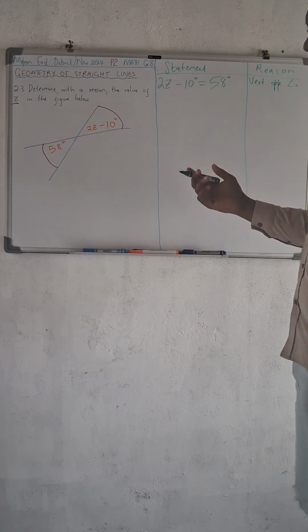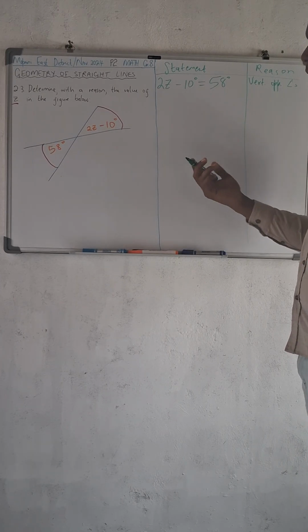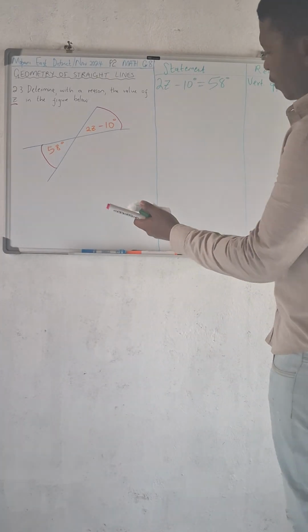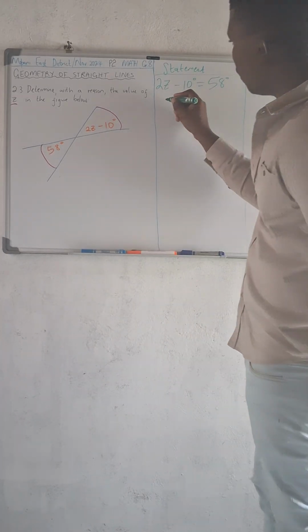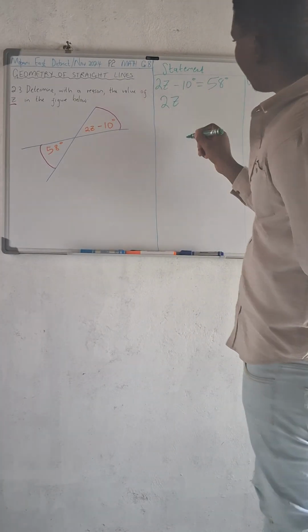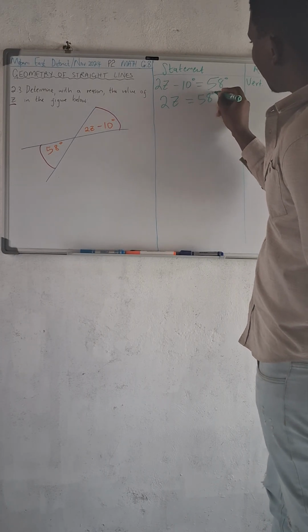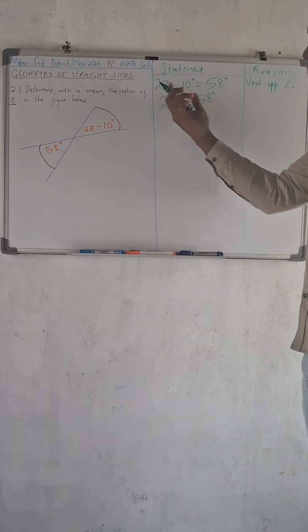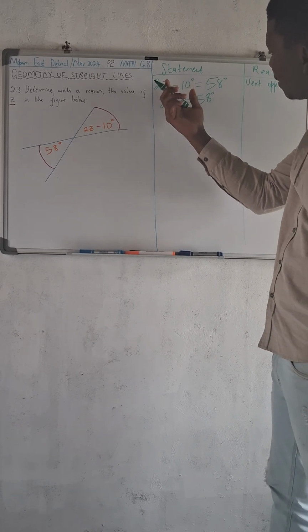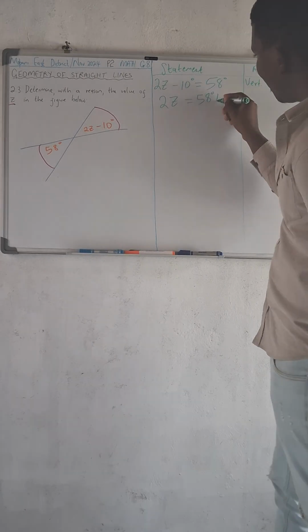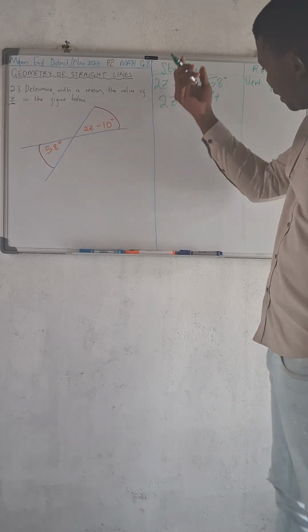So what is left now? We need to simplify this. Now we're back to algebra. Variables to the left, numbers to the right. So 2z has a variable in it, is equal to, we have 58 degrees on the right. We need to transpose the negative 10 to the right. It's going to change the sign. Remember, it's jumping the equal sign.